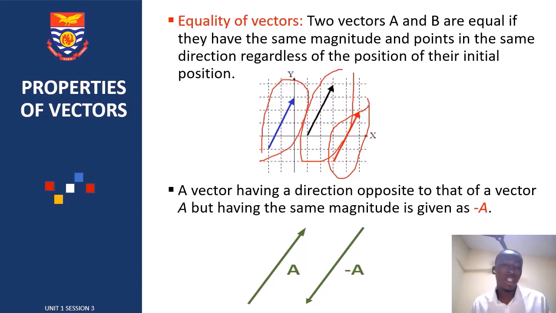Property 2, a vector having a direction opposite to that of a vector A but having the same magnitude is given as negative A. So supposedly we have our vector starting from here which ends here, no matter the position where this one will start, but if it goes in the opposite way and has the same magnitude, we say it is a negative vector of the initial one.